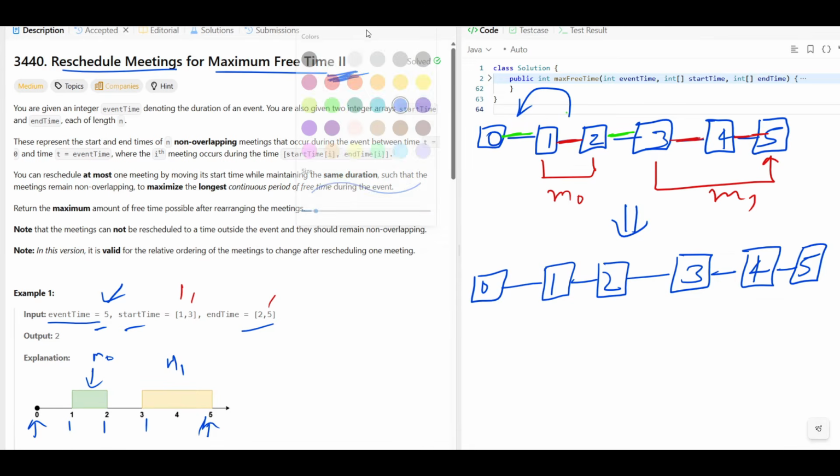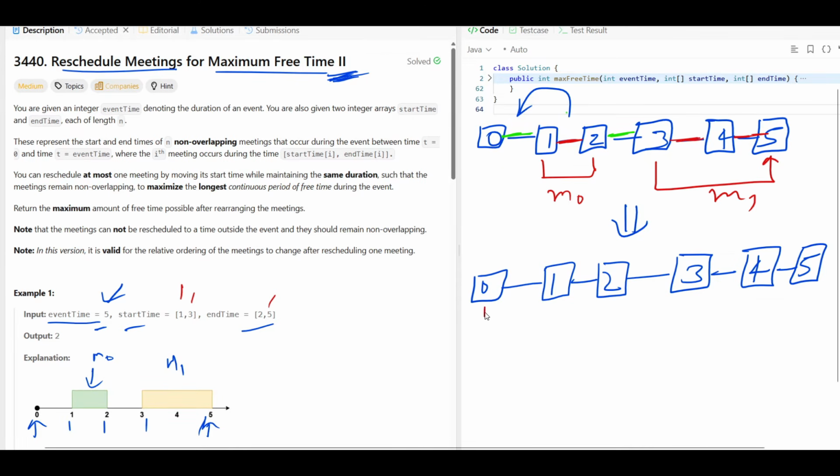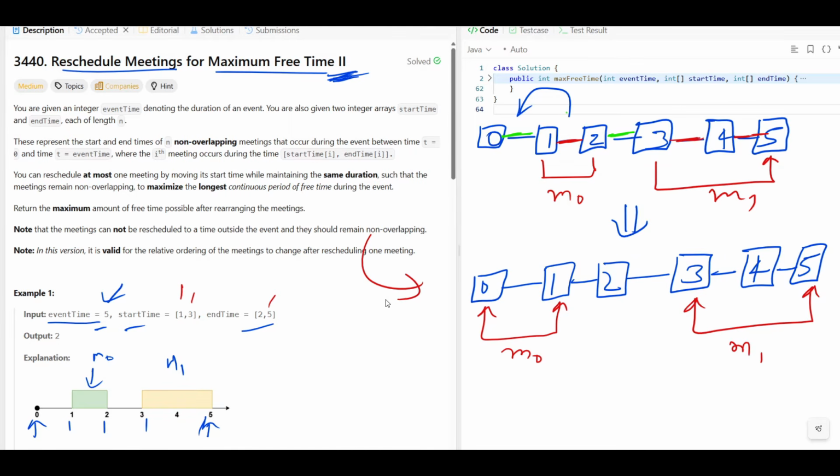So the meeting that we have chosen, M1, will now start from 0 and end at 1. So M0 is here, meaning we have moved this meeting from 1 to 0–1, right? So the new timeline looks like this. Next we have another meeting at 3 to 5, right? And this is happening after rescheduling. Can we say that after rescheduling the meeting will look like this, right?